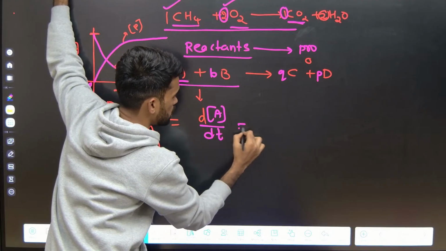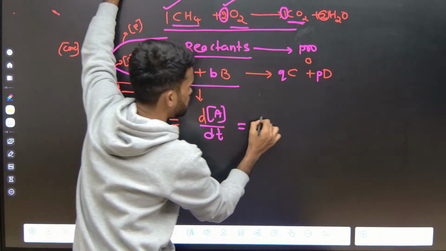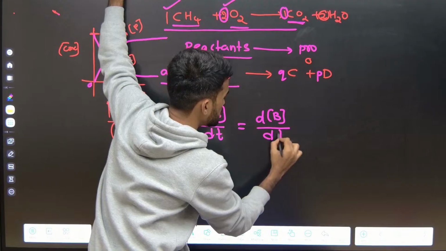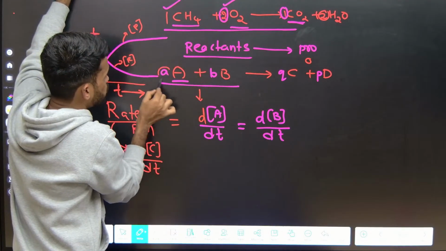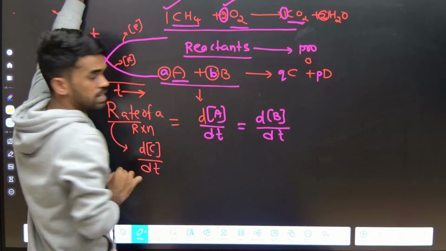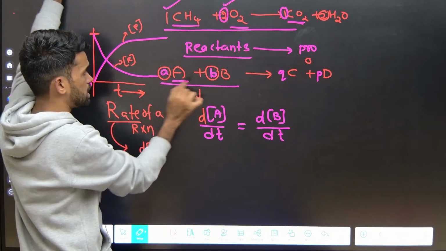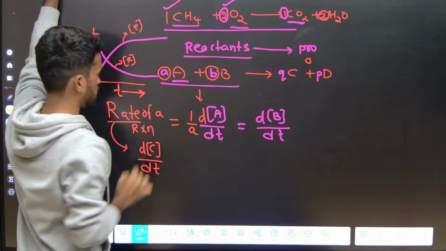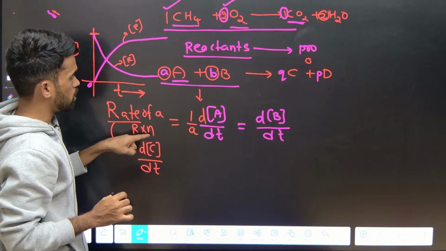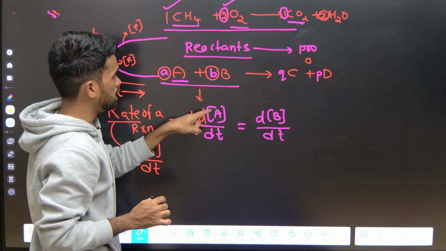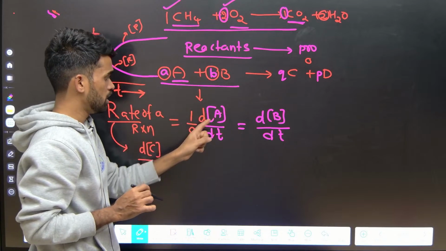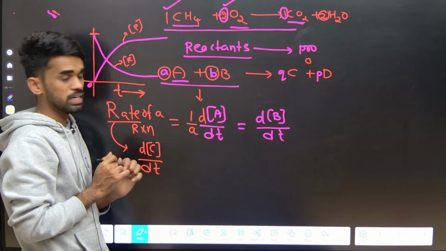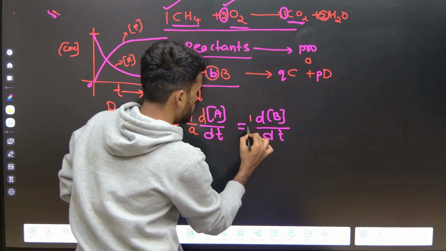Again, what is the other reactant here? B, right? So you write dB by dt. And if you observe, there are some stoichiometric coefficients here for the reactants, like a and b. So write 1 by a for this reactant. So the rate of a chemical reaction is equal to 1 by a times dA by dt, the differentiation of the concentration of A with respect to time. t indicates time. Similarly, for B you write 1 by b.